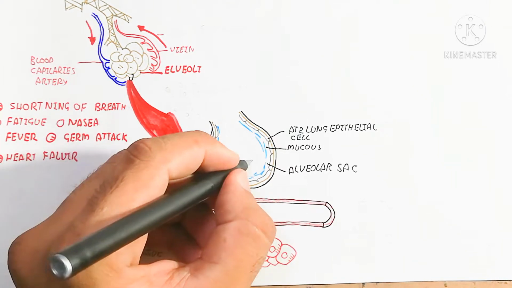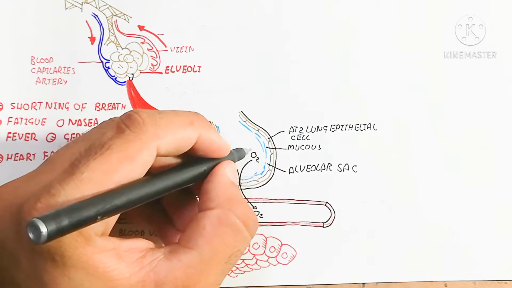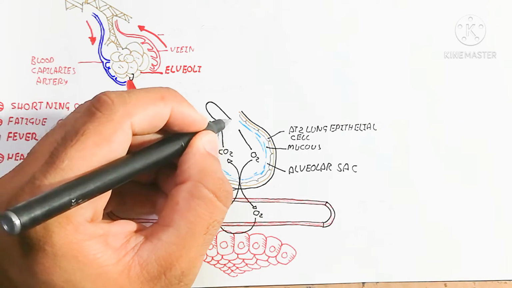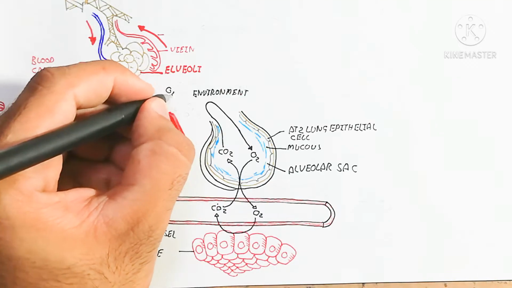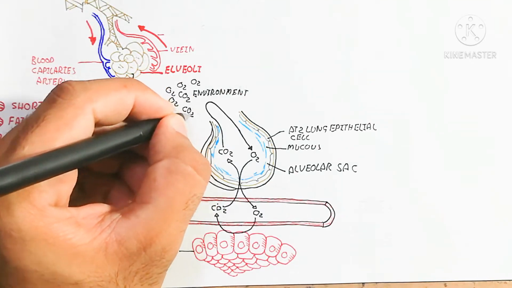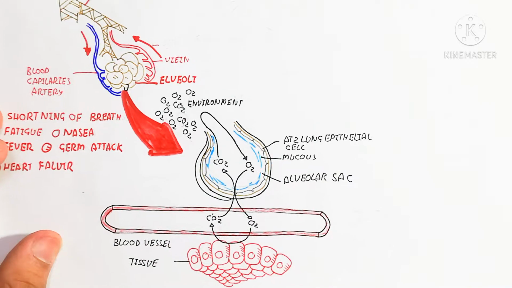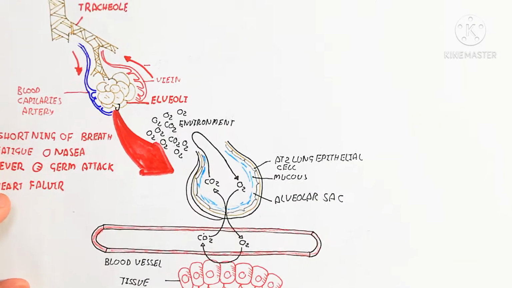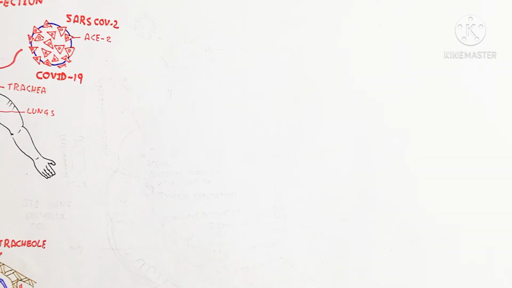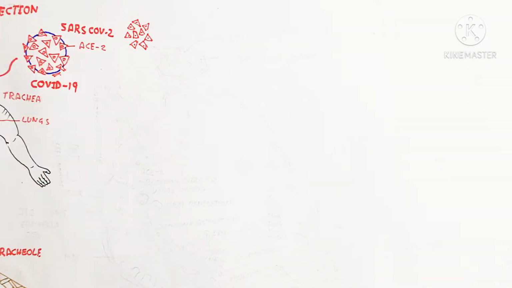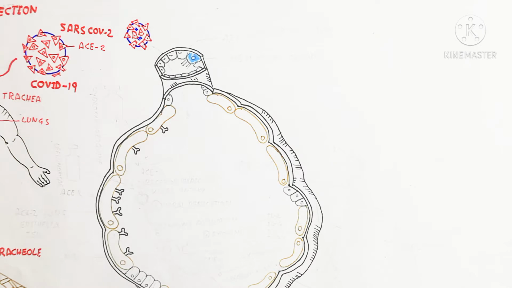Here is the blood vessel. This blood vessel contains deoxygenated blood, which moves into the alveolar sac and is exhaled into the environment, while the oxygen moves into the tissue, and the tissue uses oxygen for the Krebs cycle to produce energy. That is cellular respiration, while physical respiration is the breathing, and the cellular one is the Krebs cycle. That is important to understand.